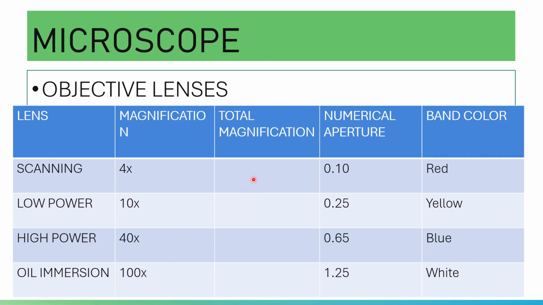Of course, you fill in the total magnification: eyepiece lens times the scanning lens, the eyepiece magnification times the scanning magnification. You fill it in here. That is for your objective lenses.